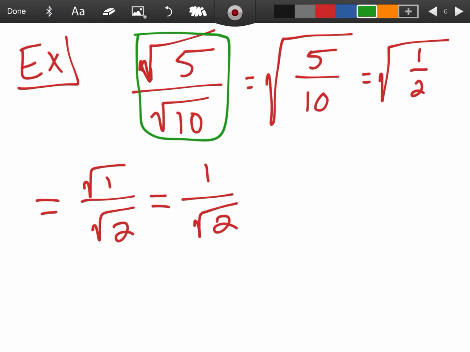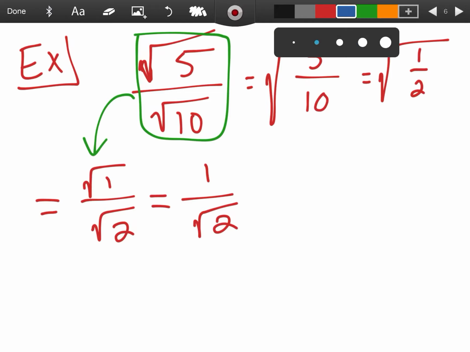If you wanted to jump straight from this step to this step, you could definitely do that. You're dividing both the numerator and denominator by the square root of 5. All right, so you could definitely jump right there. I'm just showing you how else we could get there. All right, so we get to square root of 1 over square root of 2, which is just 1 over root 2.